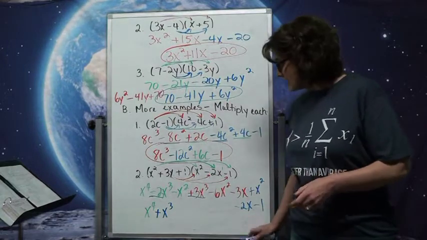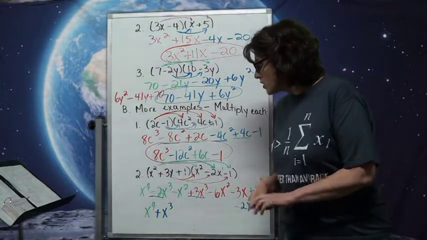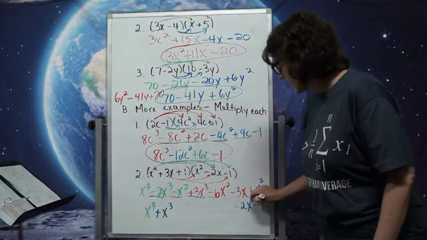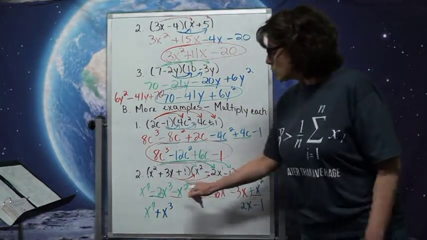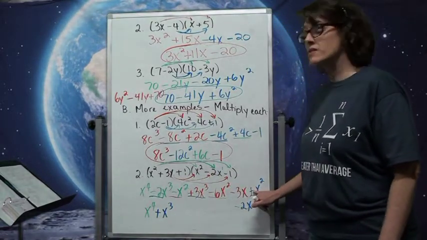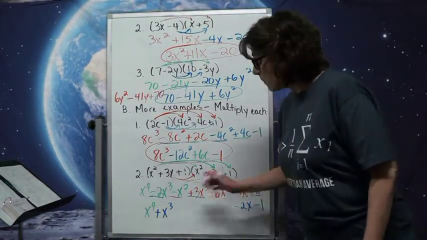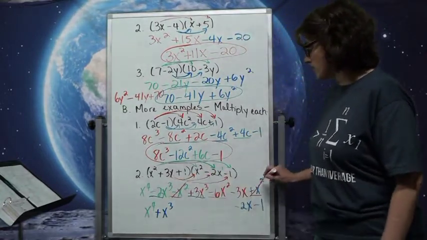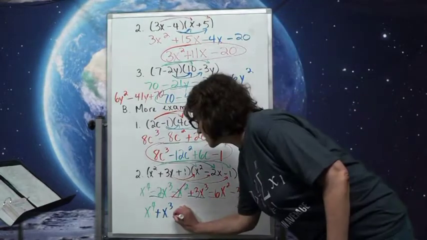And now in descending order would be second power. So I see a second power here, I see a second power here, and check it out, I see a second power there. So a negative 1 minus 6 is a negative 7. Negative 7 plus 1 is a negative 6. So, essentially, this negative x squared will cancel out this positive x squared, and I'm just left with this negative 6x squared.